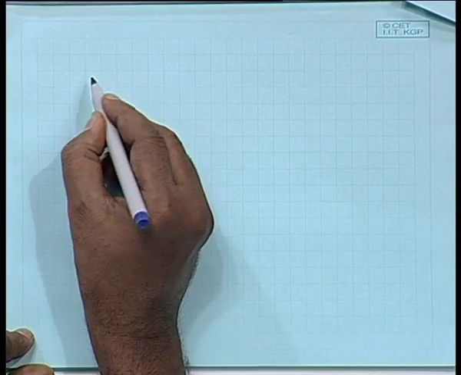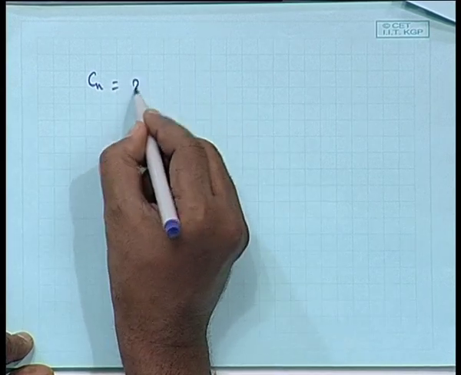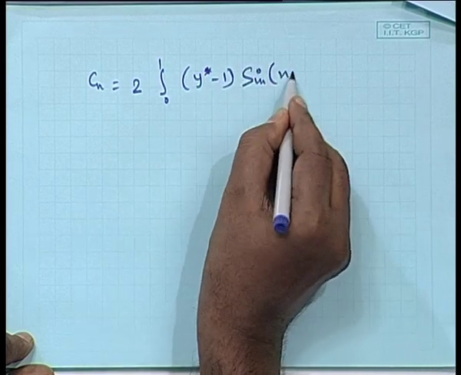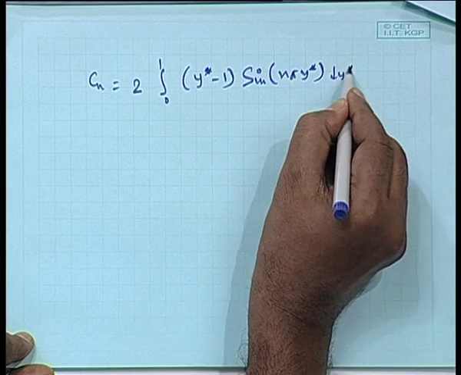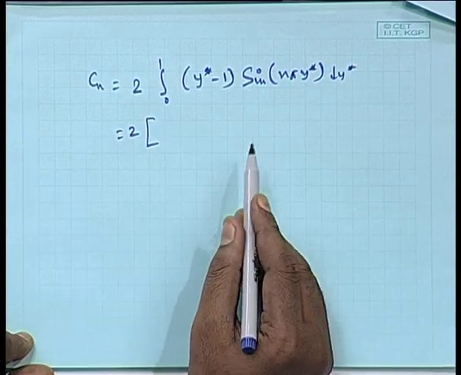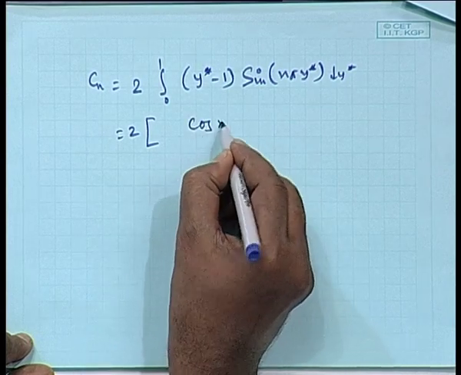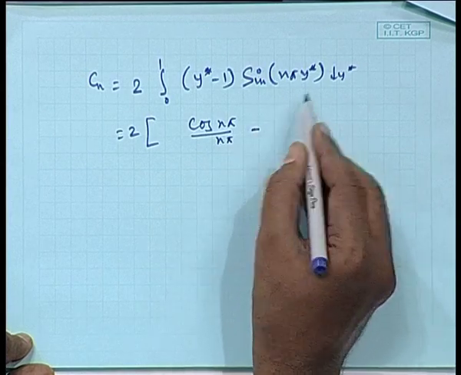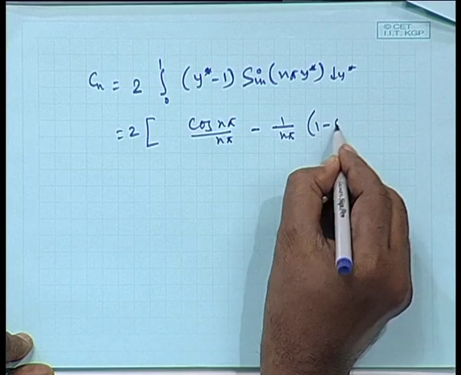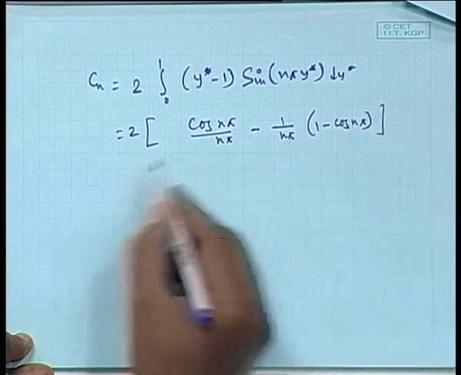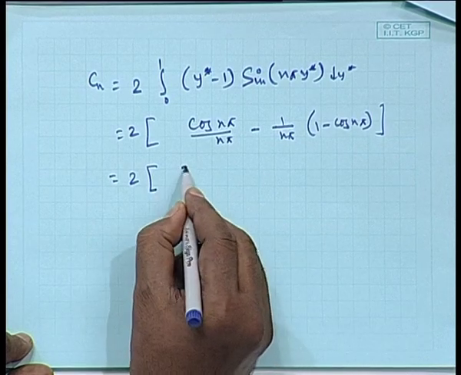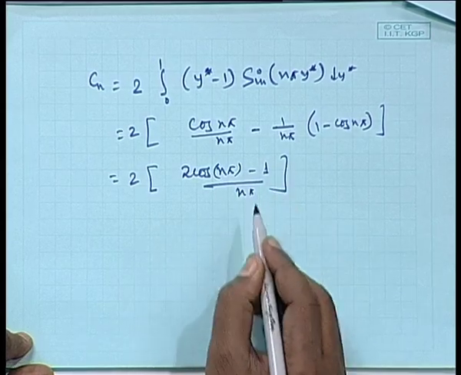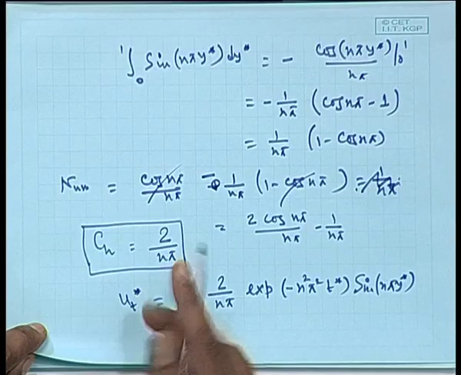Okay. So, what is Cn then? I will just write it in the original form. It will be 2 times the integral from 0 to 1 of (y star minus 1) sin n pi y star dy star, right. So, this will be 2 times y star sin n pi y star, we have already found out, it will be cosine n pi by n pi minus integral sin n pi y. So, it will be 1 over n pi times (1 minus cosine n pi). Yes, there will be a minus sign there. Twice (cos n pi minus 1) over n pi. Okay. So, that will be the Cn. These are not correct.